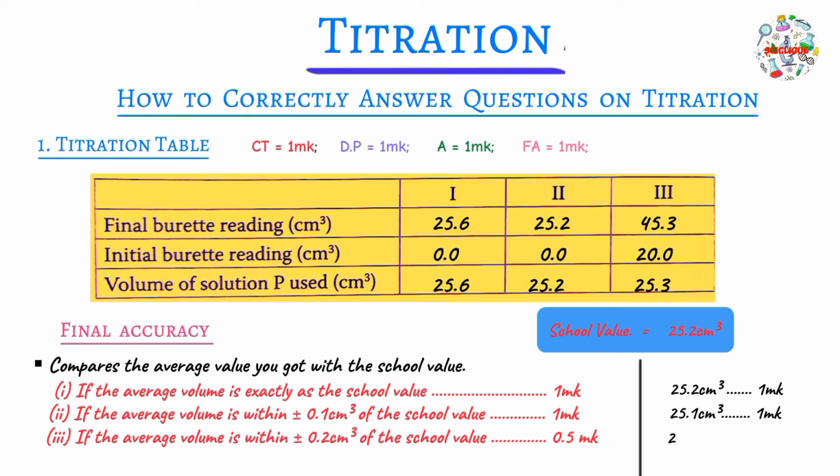If the student was to get 25 cubic centimeters, then that is half a mark. And the reason for this is because it has a difference of 0.2 from the school value and therefore half the mark. And lastly, what about if the student was to get 25.5 or maybe 25.6 or maybe 24.9? There will be no marks, because this has a difference of more than 0.2 from the school value.